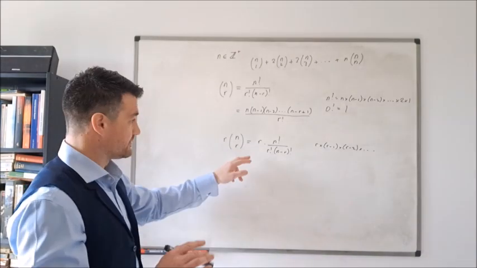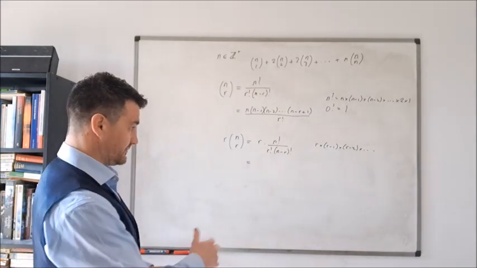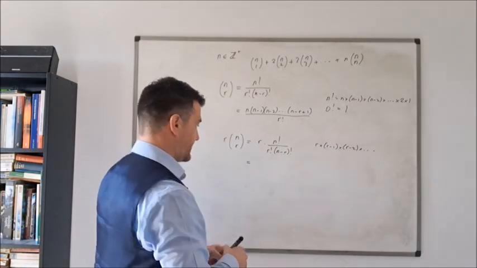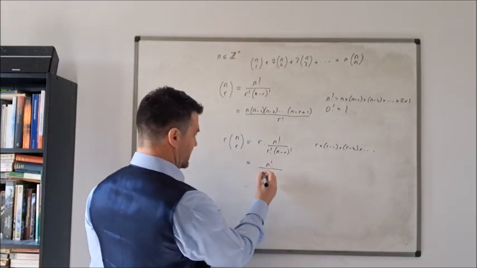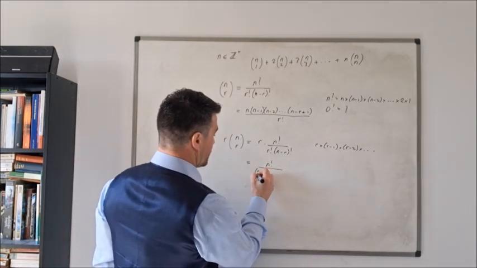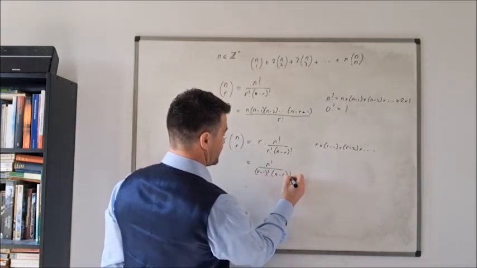And this is what I see. There's an r here in the denominator that is going to cancel with this r. So that gives me n factorial over (r minus 1) factorial times (n minus r) factorial.